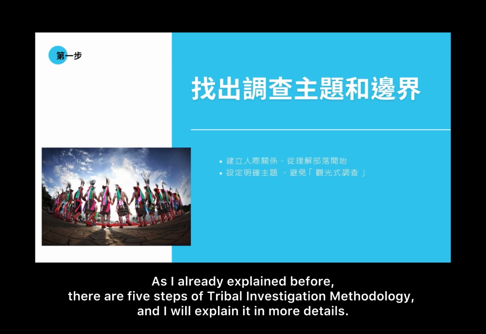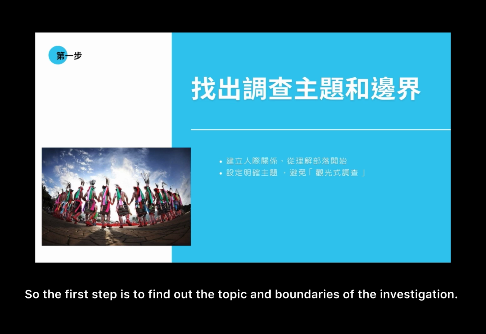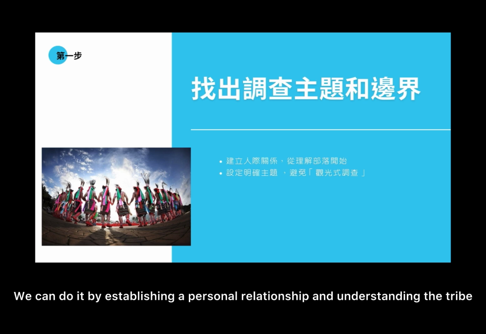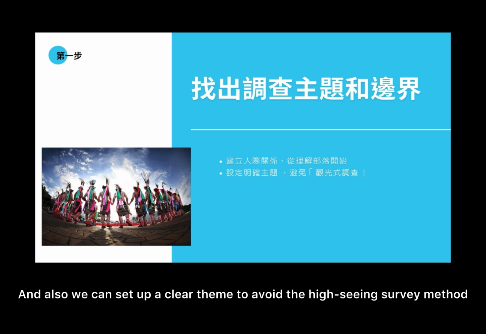As I already explained before, there are 5 steps of tribal investigation methodology, and I will explain them in more detail. So the first step is find out the topic and boundaries of the investigation. We can establish a personal relationship and understand the tribe. And also we can set up a clear theme to avoid the high-handed survey method.